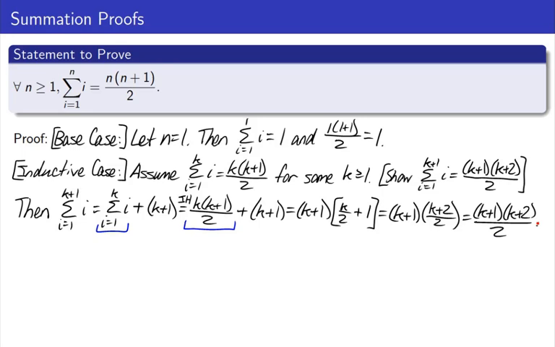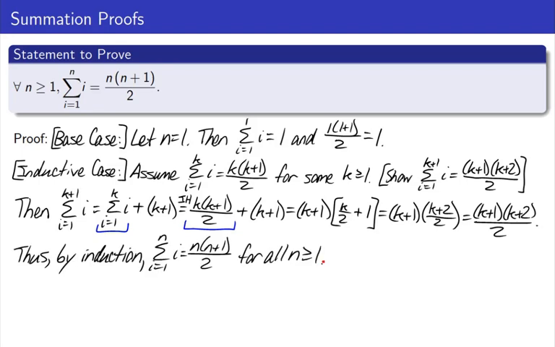Now we're finished. We showed that the equality holds, so we just need to write our summary sentence. Thus, by induction, the summation for i equals 1 to n of i is equal to n times n plus 1 over 2 for all n greater than or equal to 1. And that is the end of our proof.